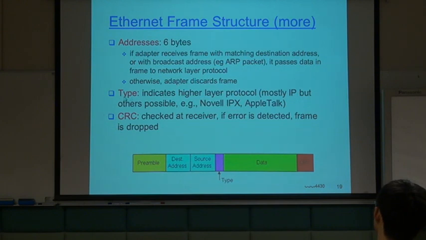Now, the type field basically specifies the higher-layer protocol. For example, for IP, that will be 0800, and ARP will be 0806. And the CRC will be the checksum to specify whether the frame has been corrupted or not.